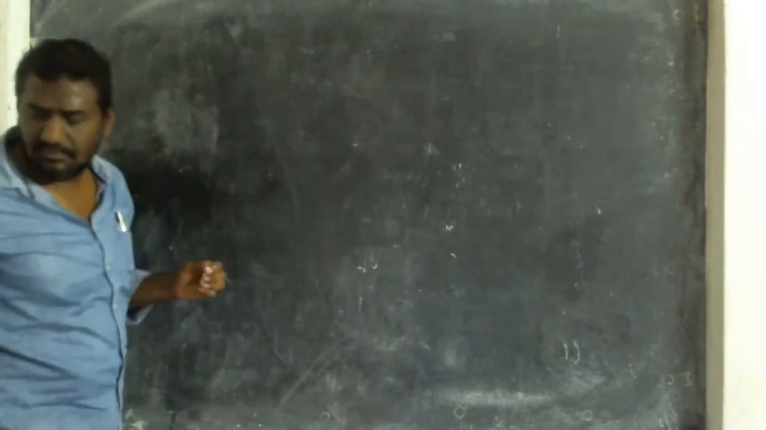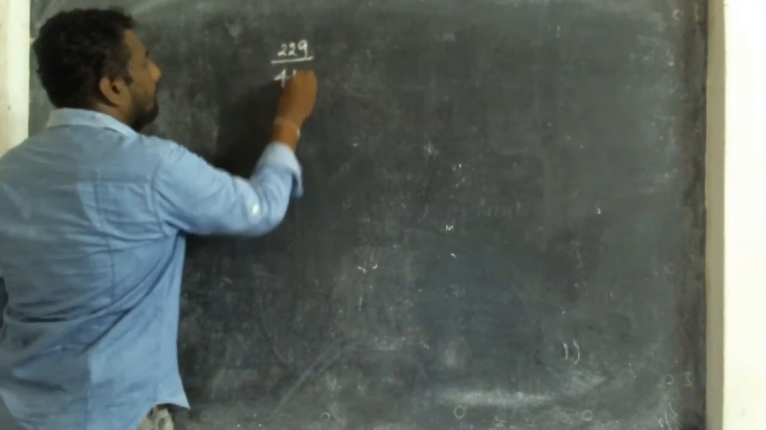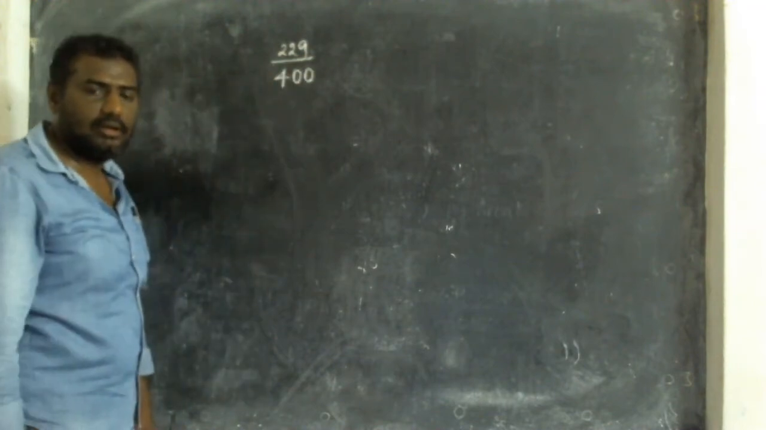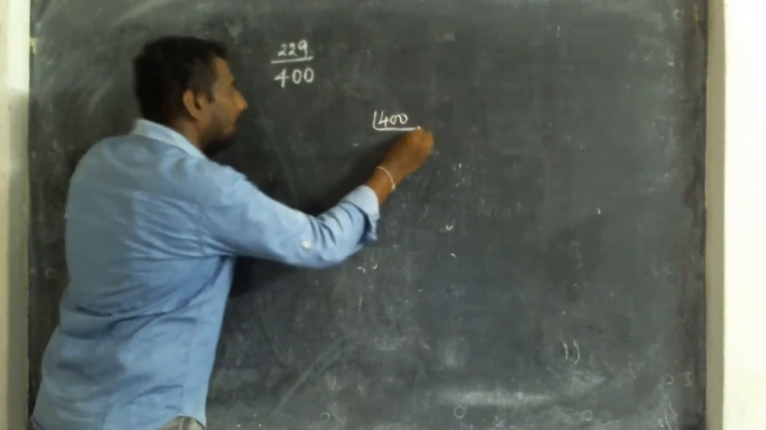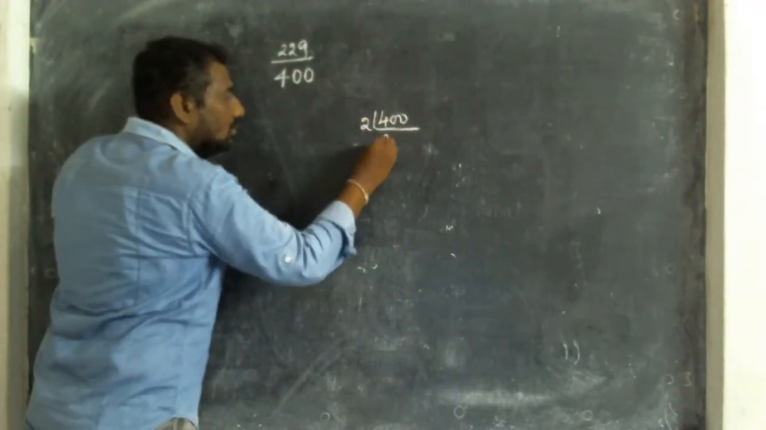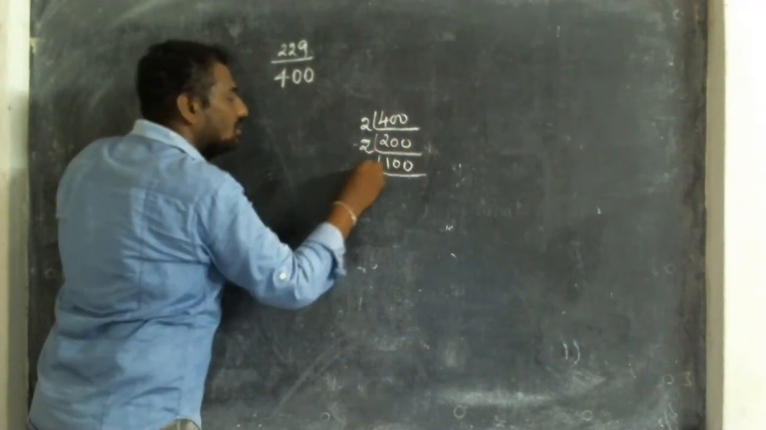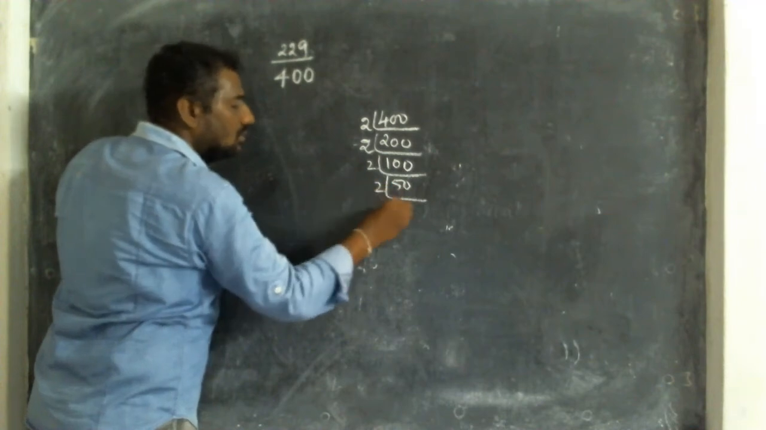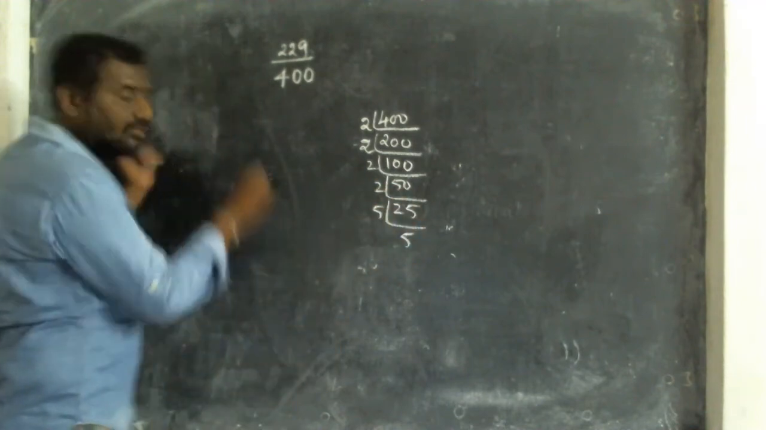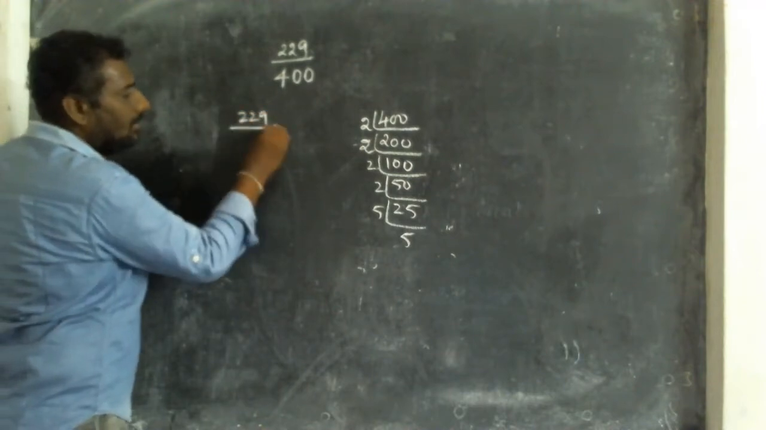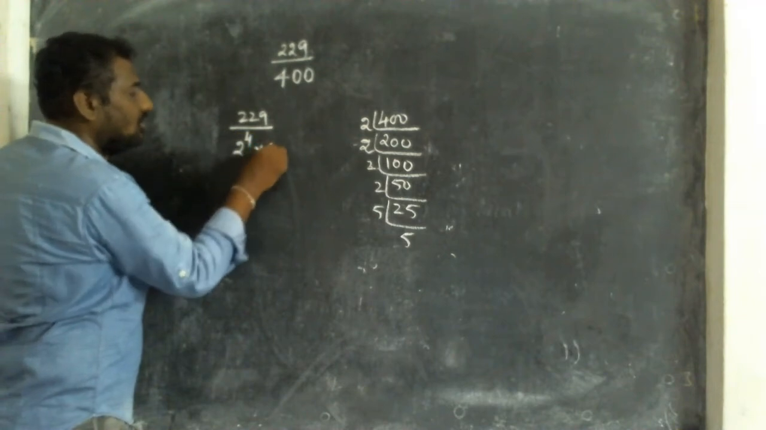Next question is 229 by 400. First we'll go for 400: 2 hundreds, 2 hundreds, 2 fifties, 2 twenty-fives, 5 fives. Now we write 229 by 2 power 4 into 5 square, as 4 twos are there.